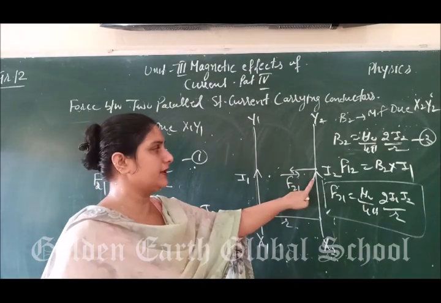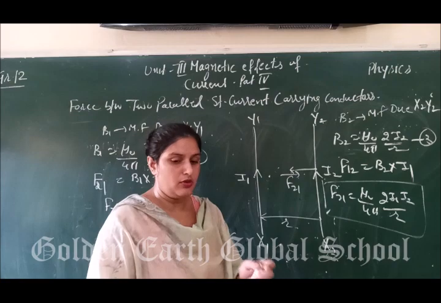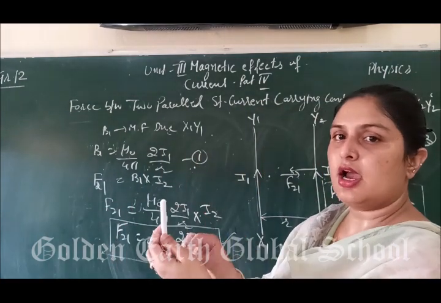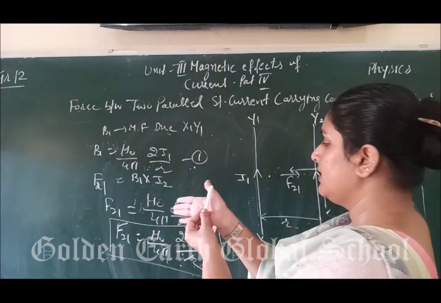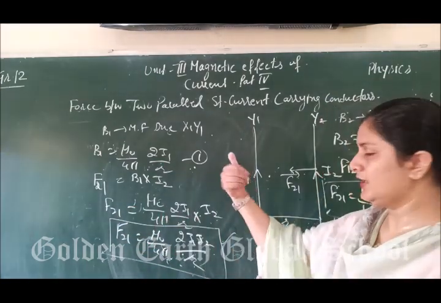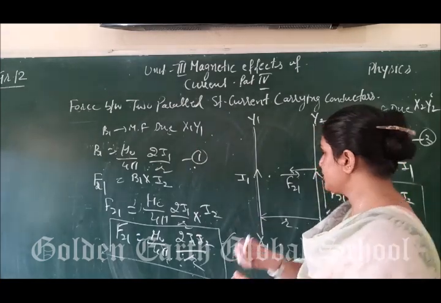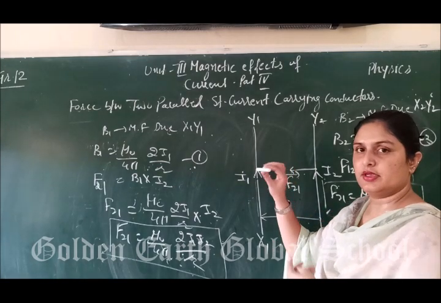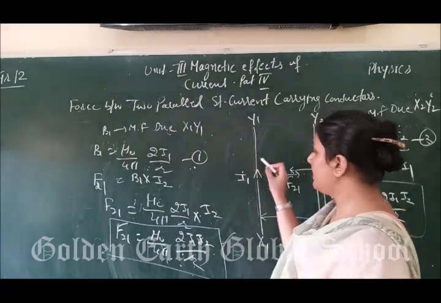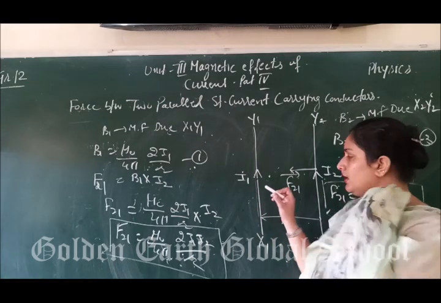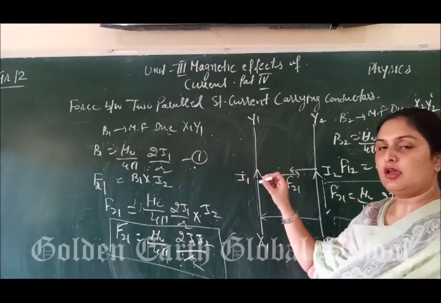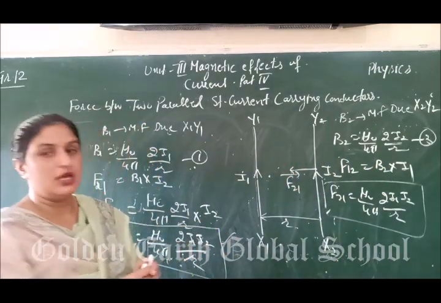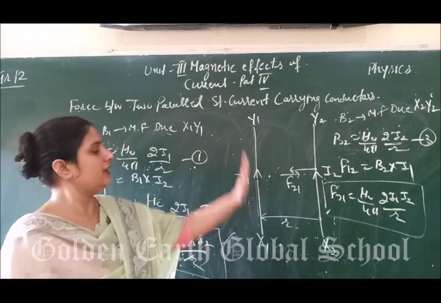This is the current carrying conductor X2Y2. The current is flowing in the upward direction. I am going to use the right hand rule. Again, the fingers are going to curl in the anti-clockwise direction, and at this point the magnetic field will be outward. If you draw a three-dimensional diagram, the magnetic field is acting perpendicular to the plane of the board, in the outward direction. Now the magnetic field is outward, current is upward.